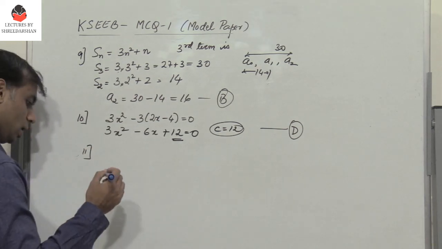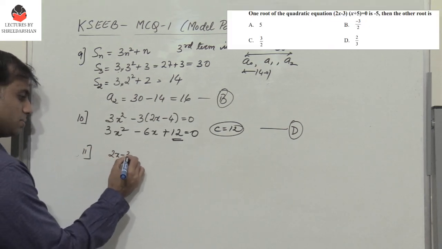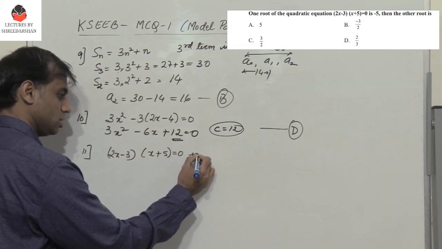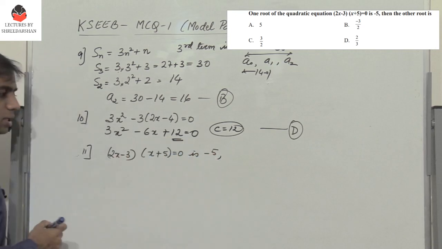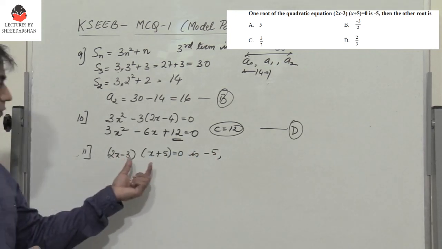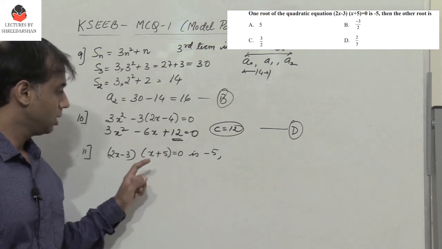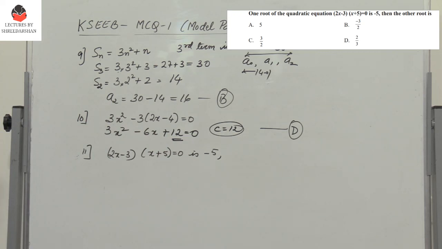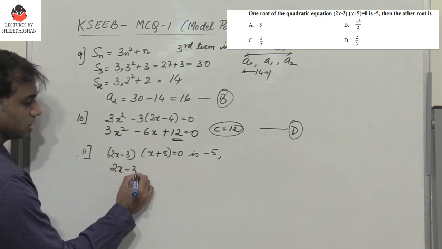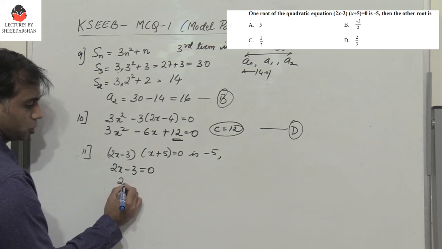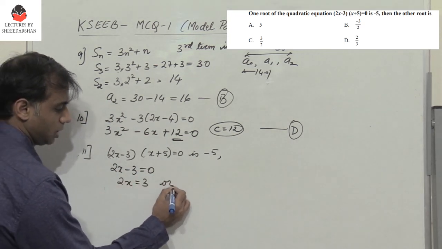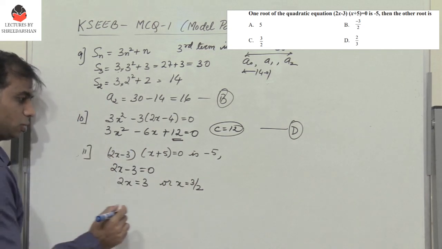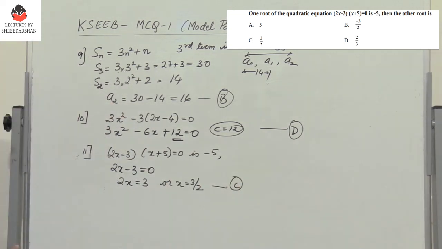11th one, one root of the quadratic equation 2x minus 3 into x plus 5 equal to 0 is minus 5. What is the other root? Now how do we get the roots? We have to equate each of them to 0. So x plus 5 equals 0. So x is equal to minus 5. And the next one is 2x minus 3 equals 0. So therefore 2x equals 3, or x equals 3 by 2. So this happens to be the other root, and the option is C.